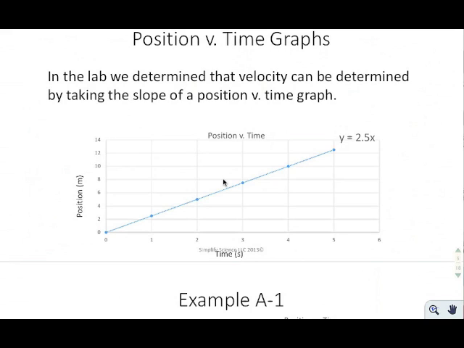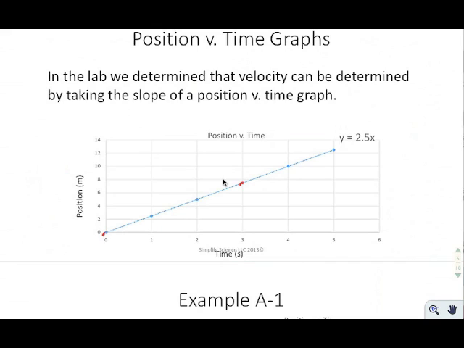You have a position versus time graph. In the lab, we determined that velocity can be determined by taking the slope of a position versus time graph. That's what you figured out in this investigation. So if you were to take this point right here and this point right here, you can find the slope between those two, and that will give you the velocity, or how fast it's actually traveling.